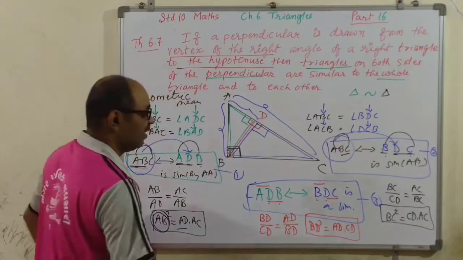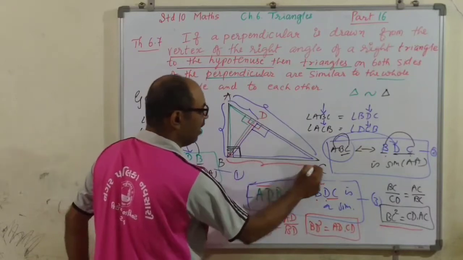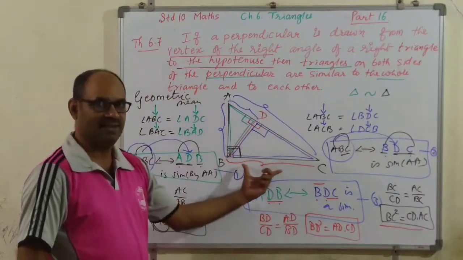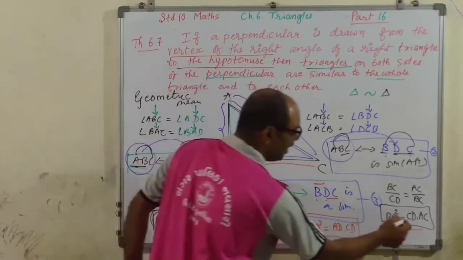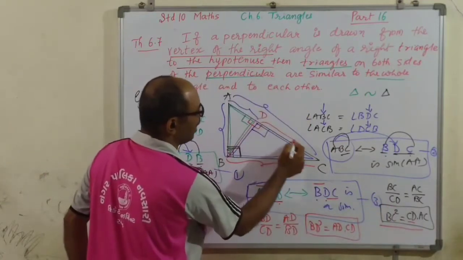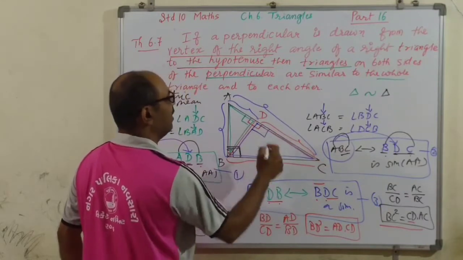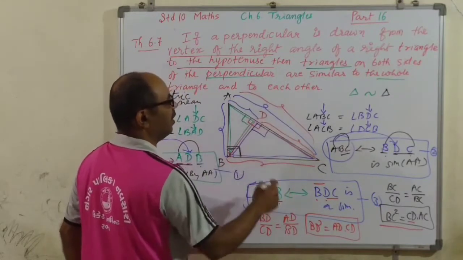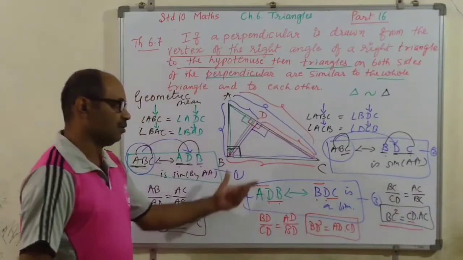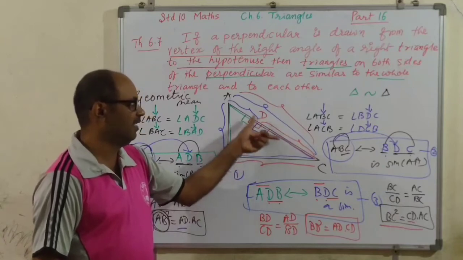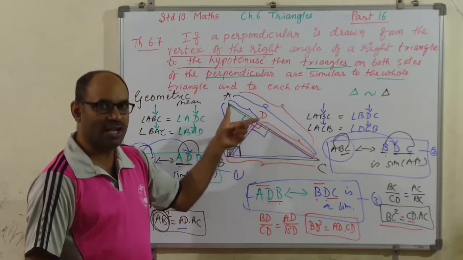Now second, this one, BC. BC is the other side forming the right angle. It is equal to CD, that is this part, CD, the segment connected to BC, into the hypotenuse, CD into AC. So BC is the geometric mean of CD and AC. So you can say BC square is equal to CD into AC.